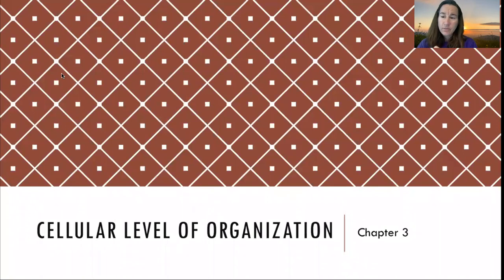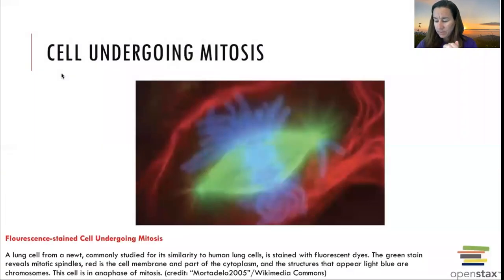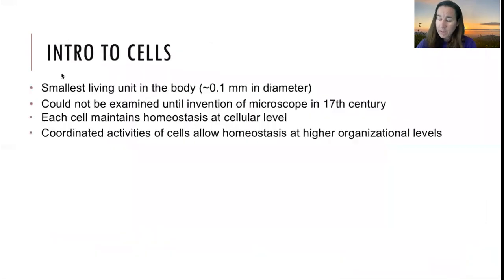Okay, so in this video, we're going to begin the very first section of chapter 3. We're going to talk about cells, and we can see this really cool picture of a stained cell. You can see all the different parts that are stained different colors with the fluorescent dye. You can see the microtubules, the chromosomes, and the cell membrane in this picture. It's a pretty neat picture. We're going to talk about all those parts a little bit later on in this chapter.